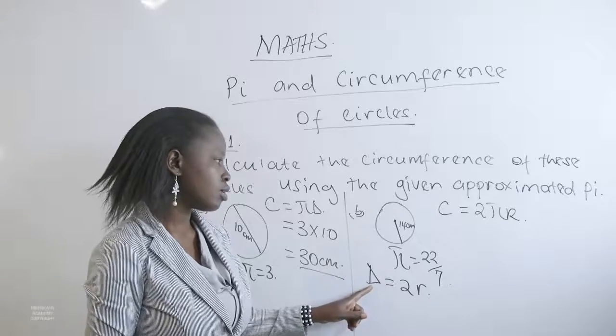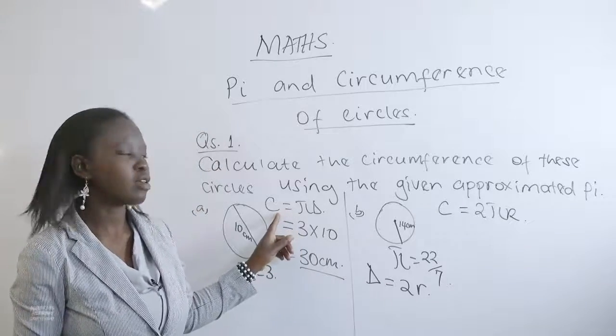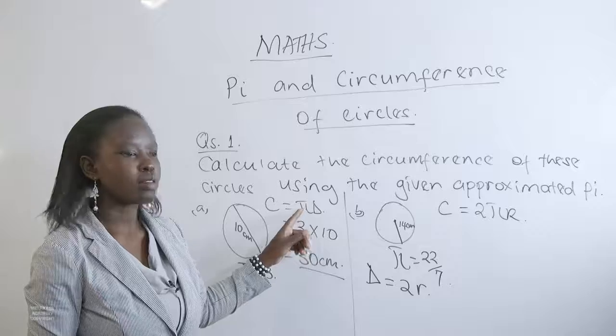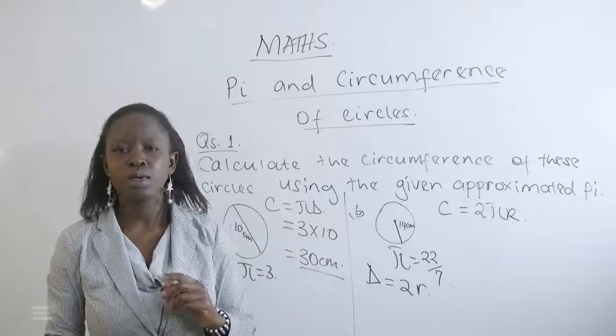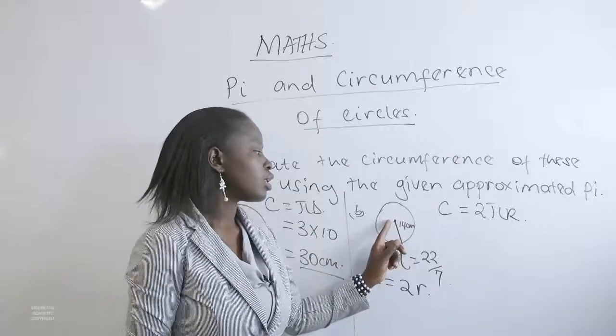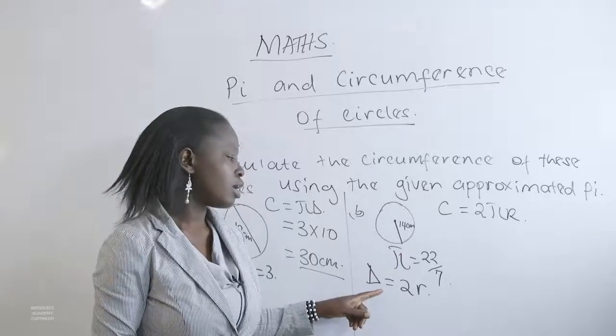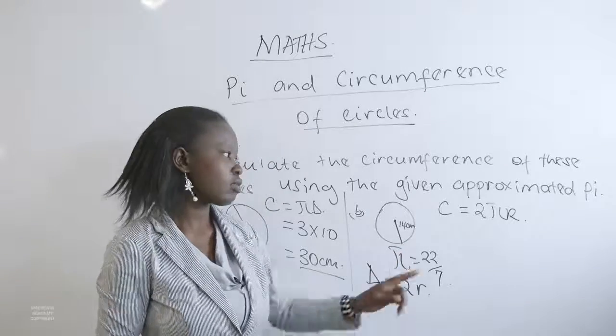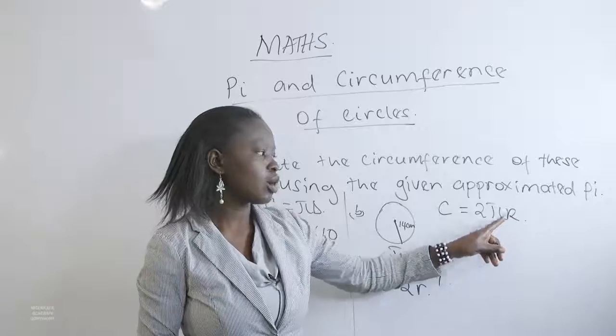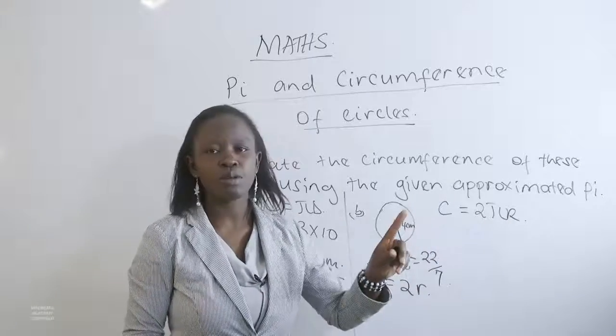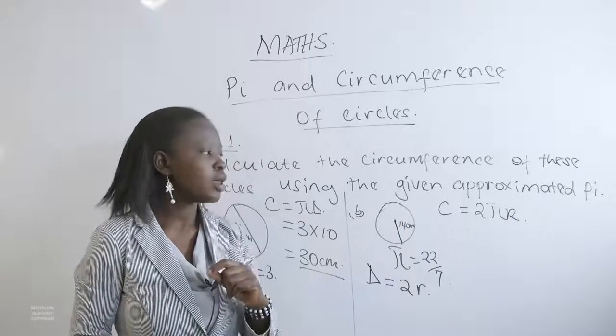We said that our circumference is pi d, that is the pi multiplied by the diameter. But we've been given the radius, and diameter is twice the radius. So that is why we are having 2r. The 2r is simply representing the diameter.